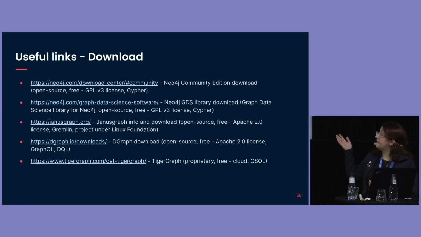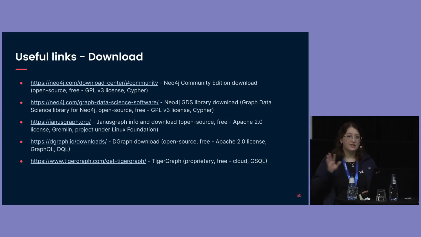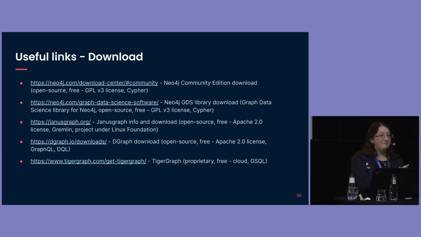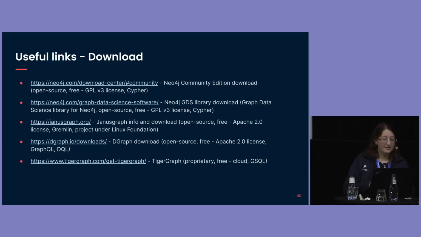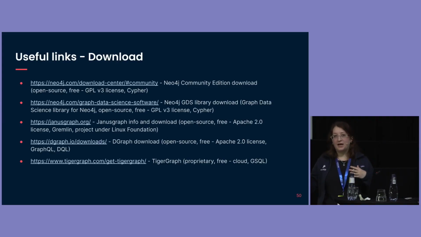I also have here a link to JanusGraph, and it's also open source and free with the Apache license. It's using the Gremlin query language, which is a little bit different from Cypher. Cypher looks more like SQL, and Gremlin looks more like a coding language closer to Python or Ruby. So choose your poison. What's interesting about JanusGraph is that it is a project under the Linux Foundation, so there is no aspect of buying a license, but they do accept donations.